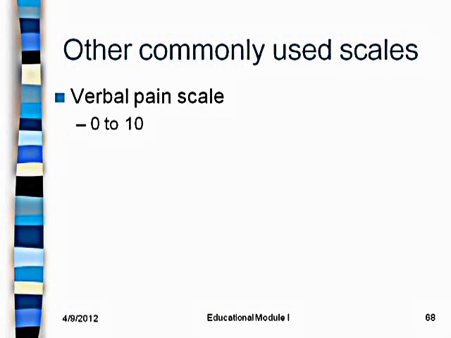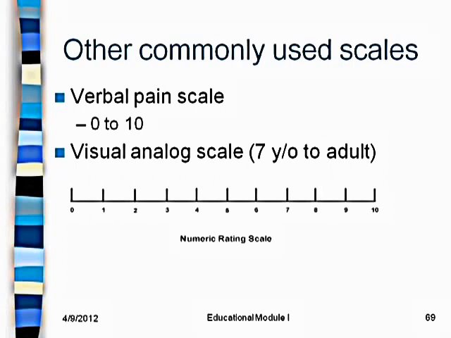There are other commonly used scales. Some of them you may be familiar with. There is a verbal pain scale. You tell the patient to rate the pain from 0 to 10 in whole numbers without showing any scales. This method is used effectively for adolescents and the adult population. You may also use a visual analog scale, which shows a notched or unnotched scale on a horizontal bar, ranging from 0 to 10. This scale is usually used and validated for children 7 years or older, as well as for adults.